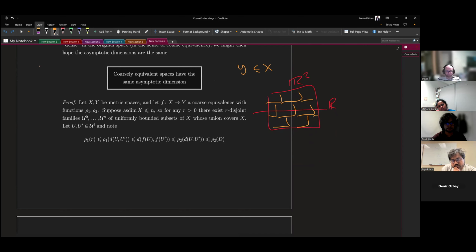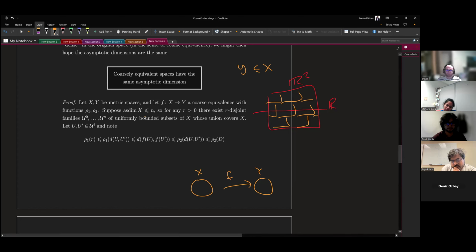So we have X and Y as our metric spaces as always, and F is our coarse equivalence between them. We suppose that the asymptotic dimension of X is less than or equal to N. So there are going to exist R-disjoint families, U0 through UN, of uniformly bounded subsets of X whose union covers X. That was one of the conditions we had last time, one of the four equivalent conditions we had for asymptotic dimension.